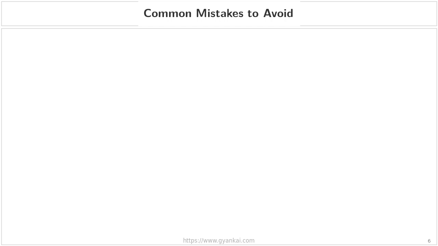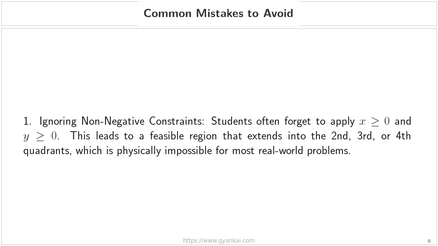Common mistakes to avoid. First, let's talk about ignoring non-negative constraints. It is very easy to get caught up in graphing the main lines and completely forget to apply the constraints where x is greater than or equal to 0 and y is greater than or equal to 0. If you forget this, your shaded region might bleed into the second, third, or fourth quadrants. But remember, in the real-world scenarios we've discussed, like our baker example, you can't produce a negative number of cakes or cookies. Always keep your region restricted to the first quadrant.